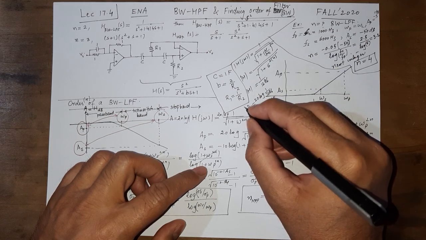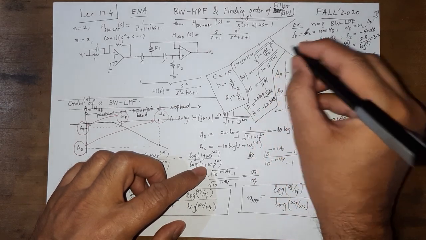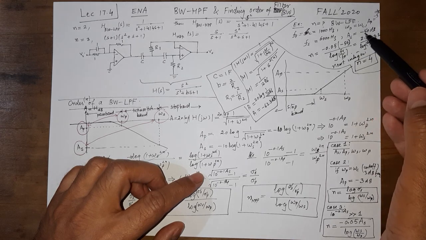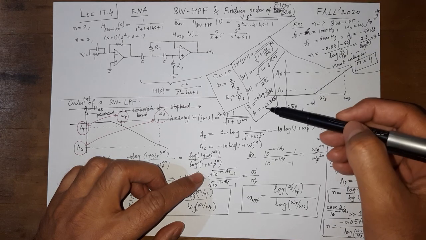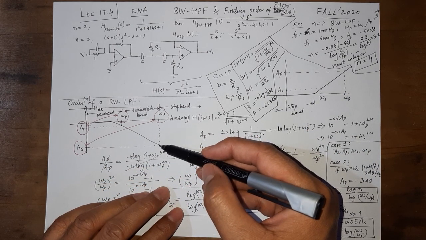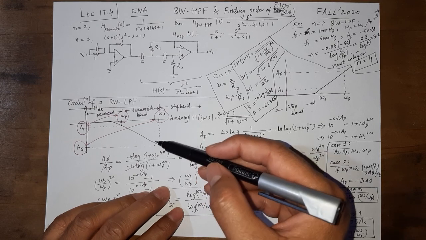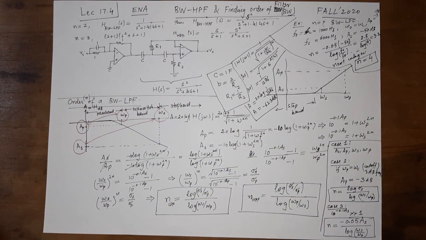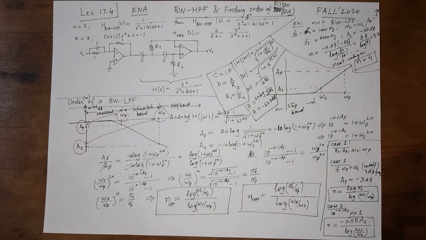So what did the question say? The question said the stop band gain should be at least minus 50 dB, and it is lower than what was required. So instead of this, we have a lower value. So it definitely fulfills the requirement, and therefore we say the filter we have designed for an order of 4 is going to meet the requirements.